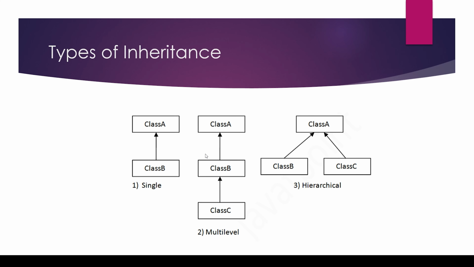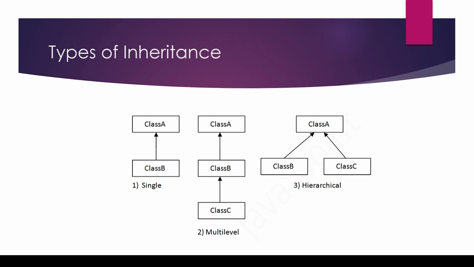Then we have multi-level inheritance. In multi-level, we have class A as a parent class, then a child class, class B, and class B is also a parent class for class C, which is our child class. We will do an example of this one also. And then we have hierarchical inheritance, where two classes inherit the properties from a single parent. So we have these three types of inheritance available in object oriented programming.